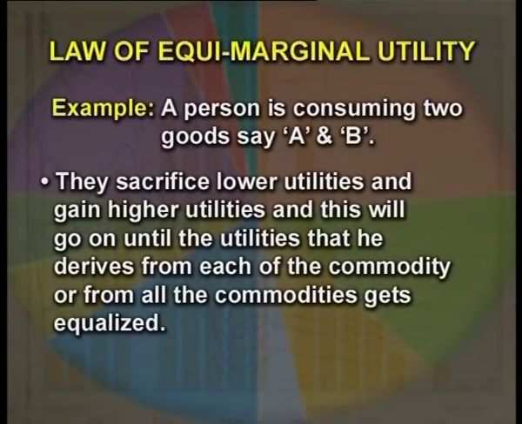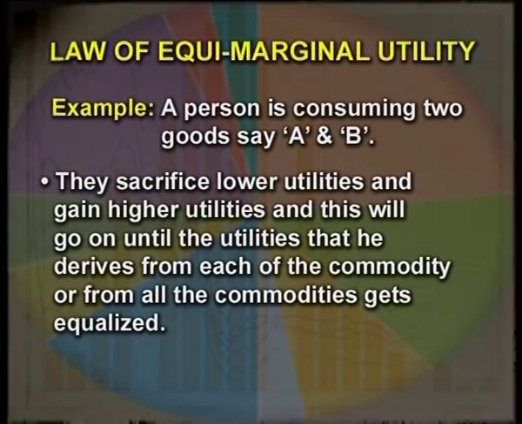And therefore, when people are purchasing goods, they try to transfer their expenditures from less utility giving items to higher utility giving items. In that manner, they sacrifice lower utilities and gain higher utilities, and this will go on until the utilities that they derive from each of the commodities, all the commodities, get equalized.